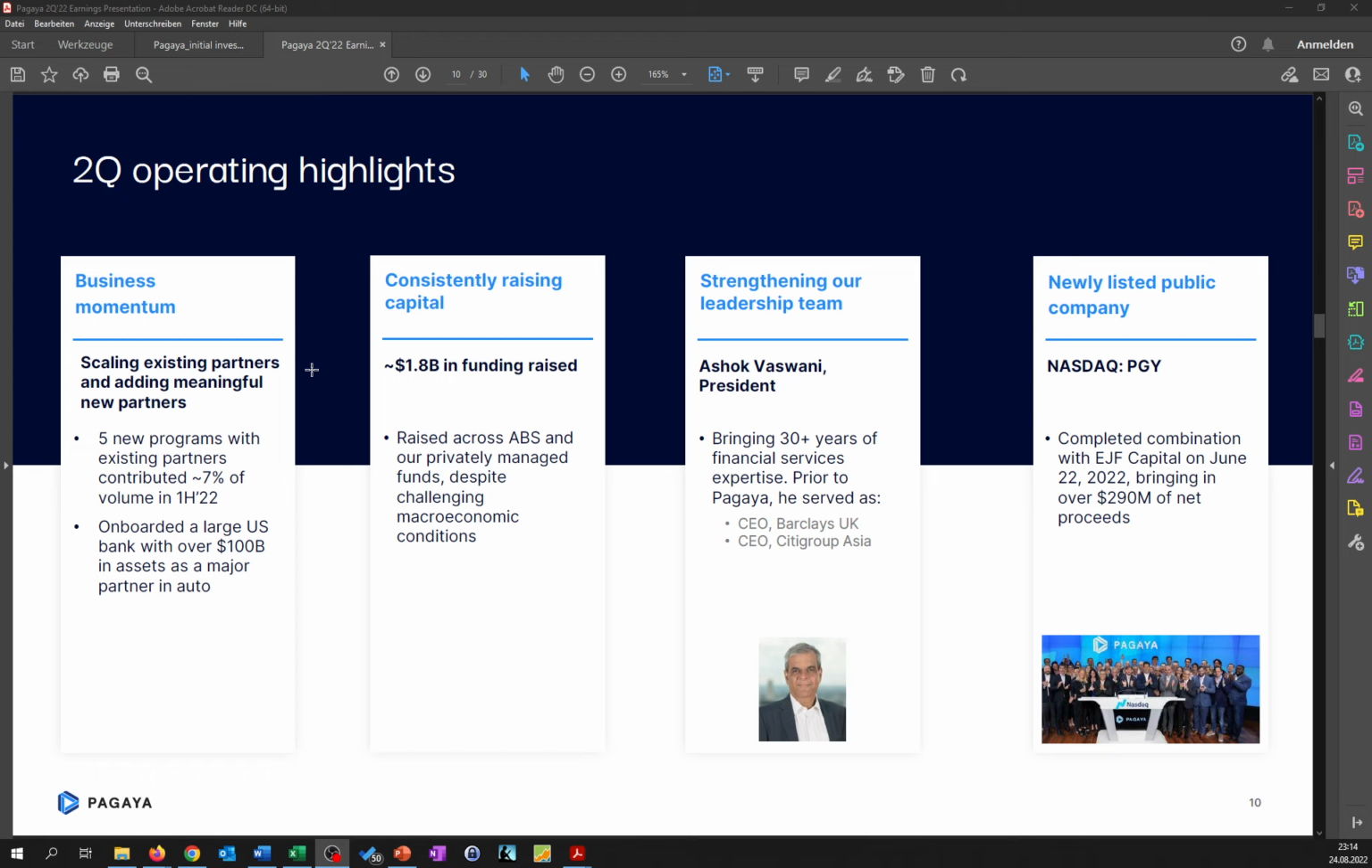They also onboarded a large US bank, which has over 100 billion in assets, as a major partner in auto. So this will definitely lead to a lot of revenue in the future. They also highlighted that they have a new president, who has more than 30 years of financial services expertise, which is definitely a good sign. And as you can see over here, he has been at Barclays UK and also Citigroup Asia. So a lot of background in financial services.